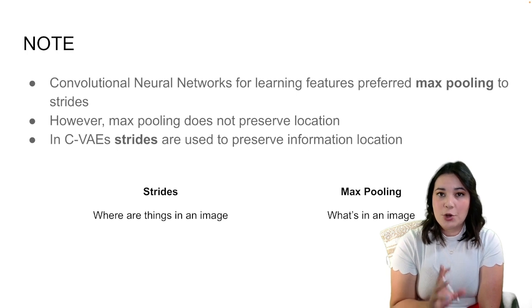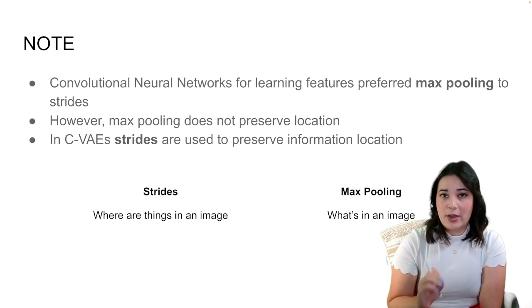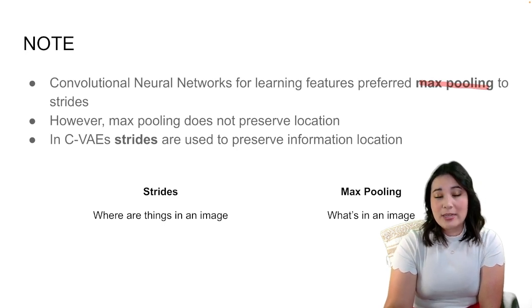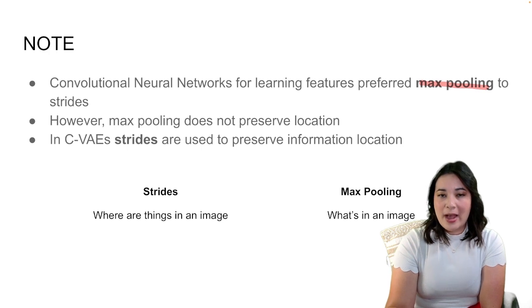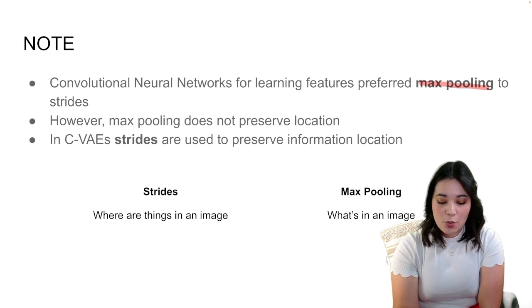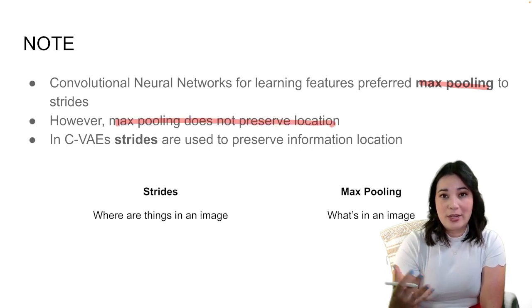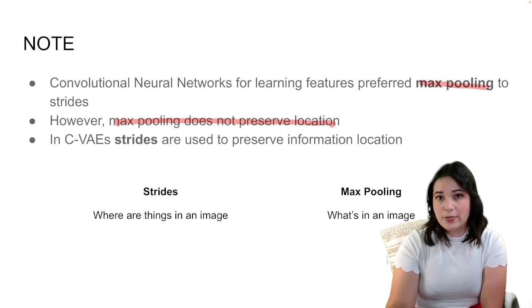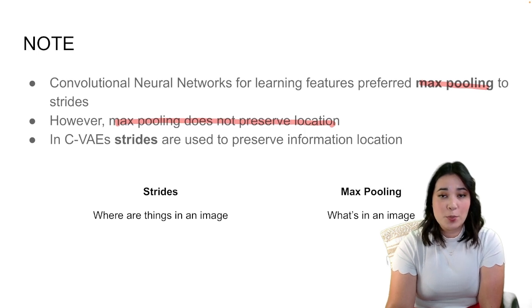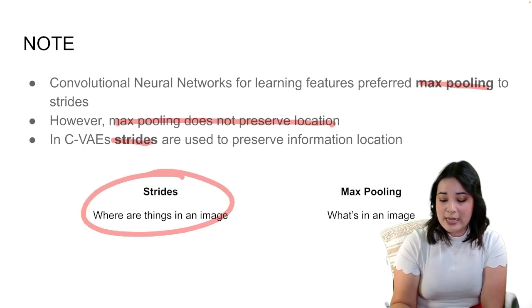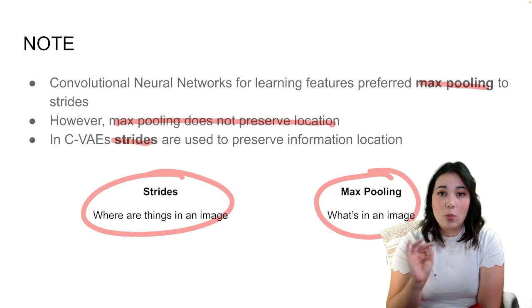All right, one last note before we go. In our convolutional neural networks lecture, we talked about how we often prefer max pooling to strides when we're trying to downsample our images. Remember, max pooling is really concerned with whether something is there, not what is there. So max pooling does not preserve location information. In variational autoencoders, we do often want to preserve that information. So instead of using max pooling to downsample, we'll often use strides. One way to think about it is you want to use strides when you care where things are in an image, and max pooling when you care what is in an image.